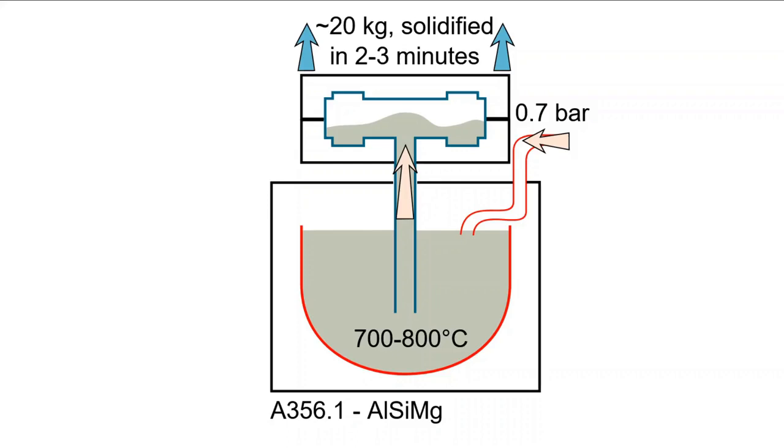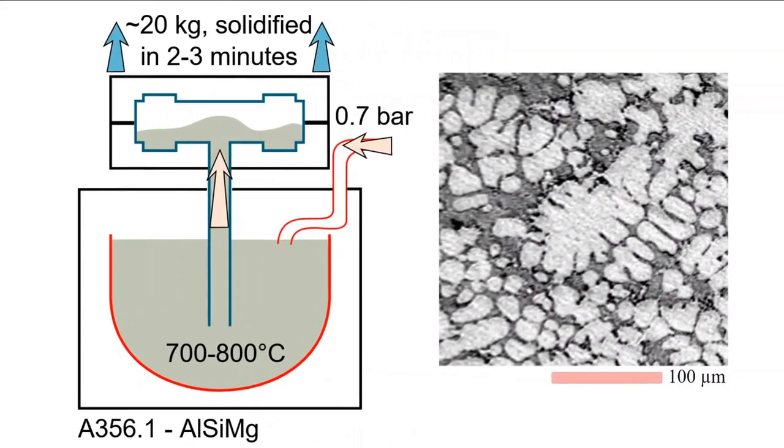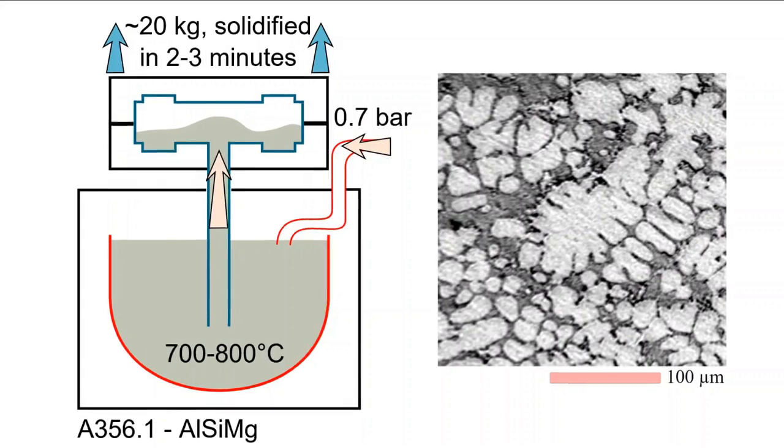A common alloy employed with this process is A356, an aluminium silicon magnesium alloy, formulated for castability, or properties that make it easier to flow and fill a mold or die. This process introduces a microstructure that appears like this, a dendritic microstructure, which consists of an alpha phase and a eutectic phase. The former appears lighter than the latter in this micrograph.